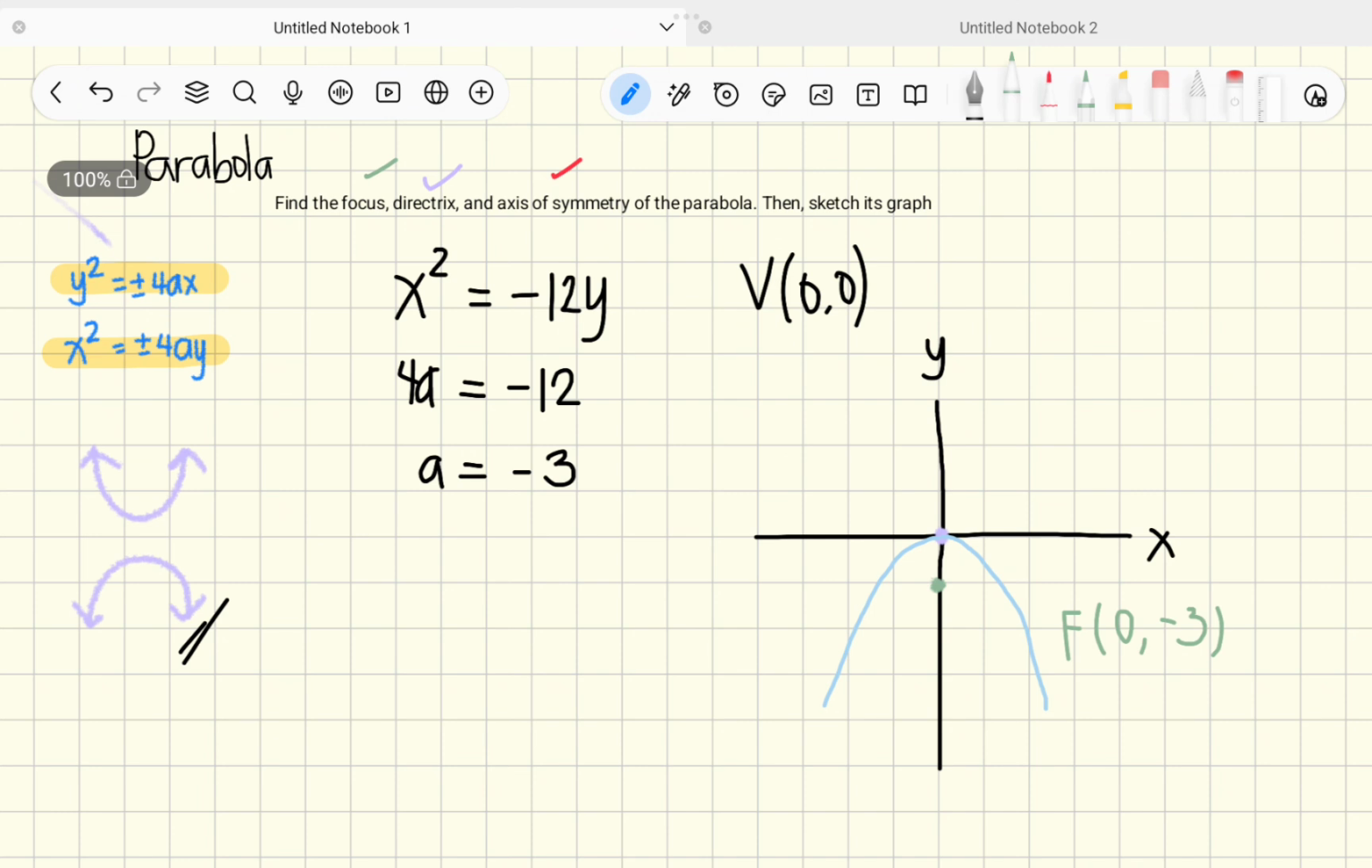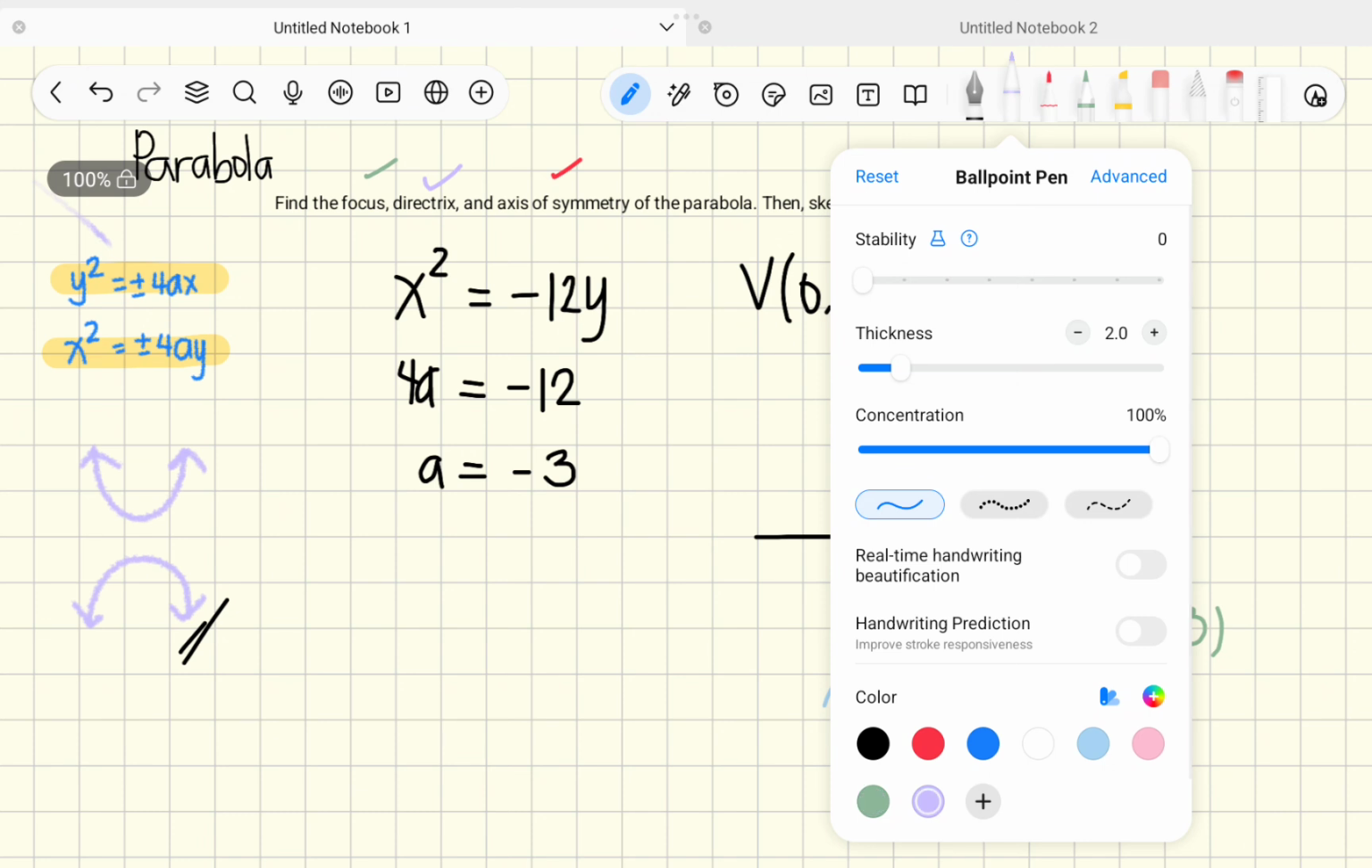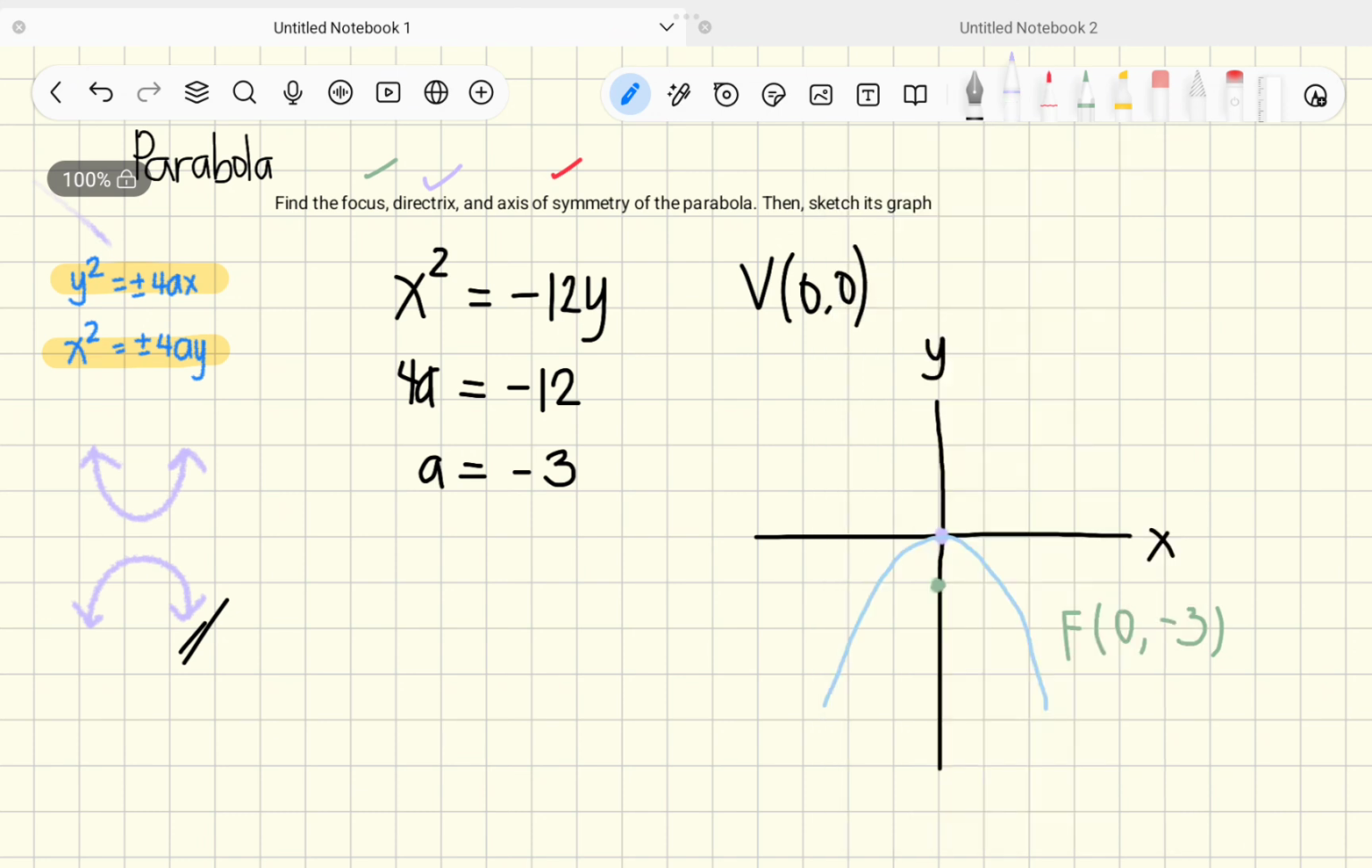And then the directrix will be to the other side. So from the vertex, we go 3 units up. So the directrix will be somewhere here. Now what will be the equation that defines this line? So which axis are you along? So it passes through positive 3. Okay, so y is equal to positive 3.